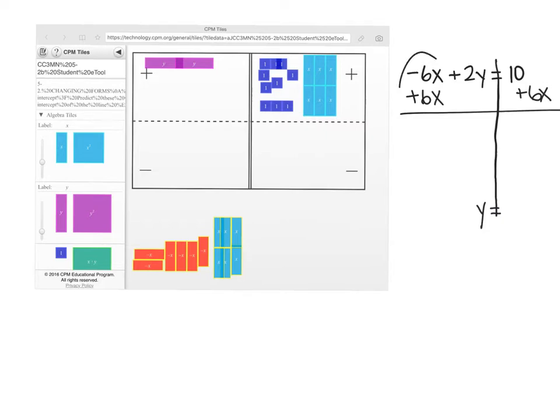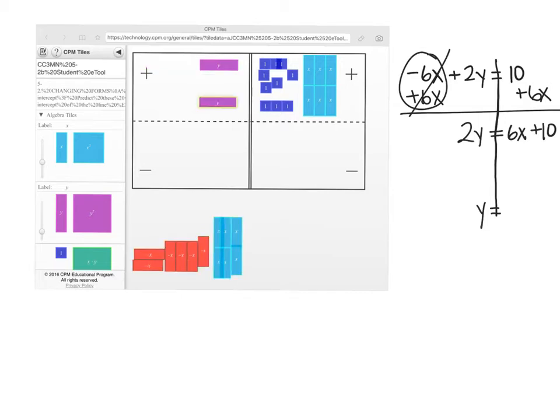So now on the left side, I am just left with 2 y tiles. And on the right-hand side, I am left with 6 x tiles and 10 unit tiles. It does not matter if you write it 6x plus 10 or if you write it 10 plus 6x. It doesn't matter. Now I want to know what 1y equals.